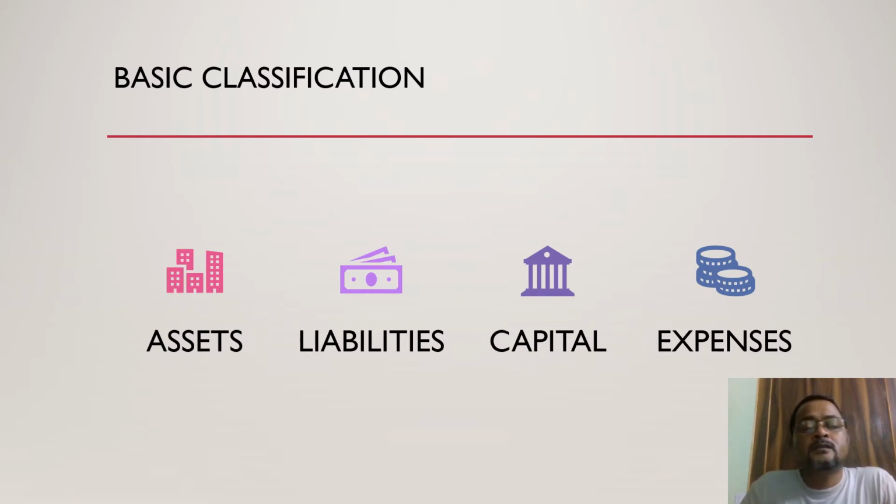These are the economic things, economic assets which are owned by a firm. Liabilities are owed by the firm. Capital is something which has been contributed by the shareholder or the proprietor, and expenses are incurred to generate revenue. So first of all, we need to find out what are assets, what is included in assets.